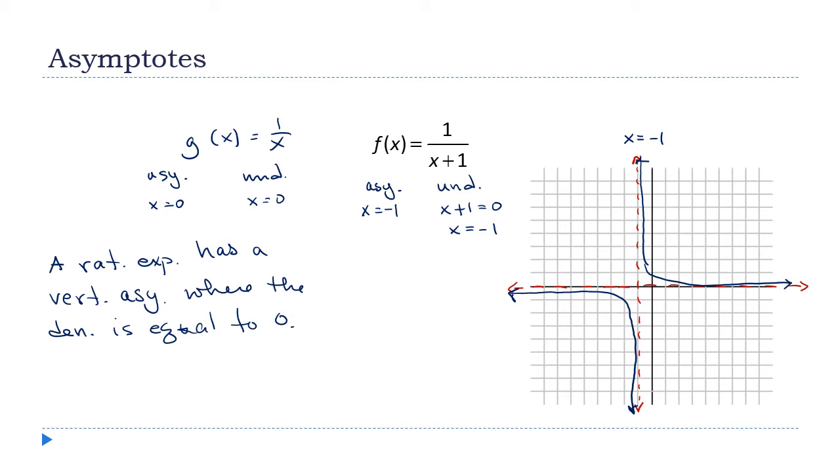There's a big caveat, right? Before you try to make this determination, simplify first. It's not just the points where the function is undefined, right? It's the points where the simplified denominator is equal to 0. That's going to be our method. Okay, so that's vertical asymptotes.